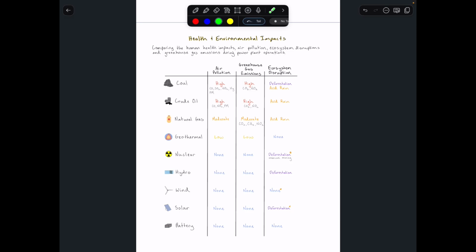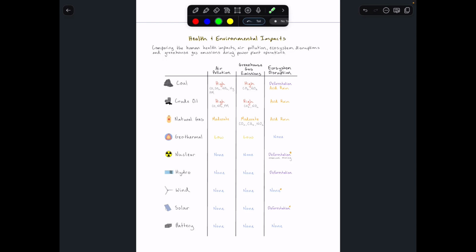So if we dive into the resources, we can see pretty easily here that coal has the worst human health and environmental impacts of all these energy resources. It emits a significant amount of air pollutants, it emits a significant amount of greenhouse gas emissions, and the mining process for coal leads to deforestation. And some of these air pollutants lead to acid rain, which can significantly harm agriculture and plant life in the nearby region of the coal-fired power plant.